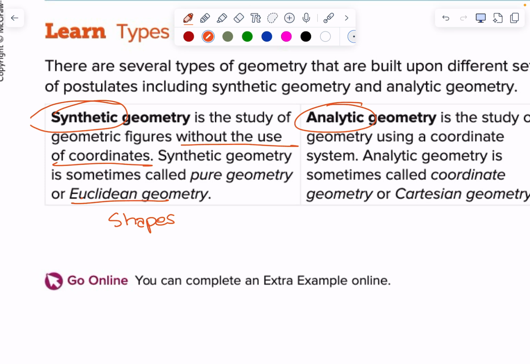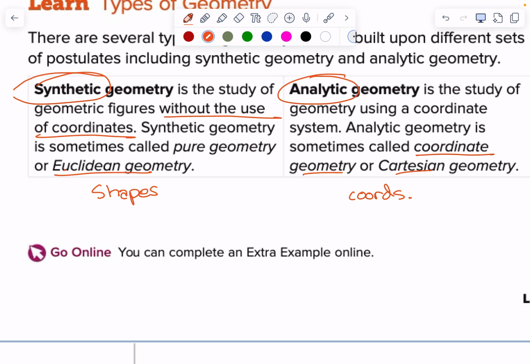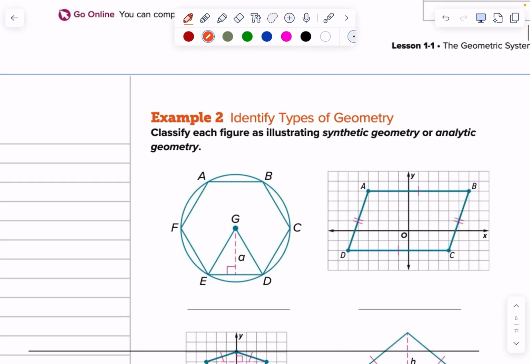But they're just shapes. Analytical geometry is going to involve coordinate planes. It is Cartesian geometry, so coordinates. Synthetic geometry involves shapes. Analytic, you're analyzing, you're plotting points, you're doing an analysis of the graph. Analytic is coordinates, synthetic is shapes. Got it? Okay, let's go down here.